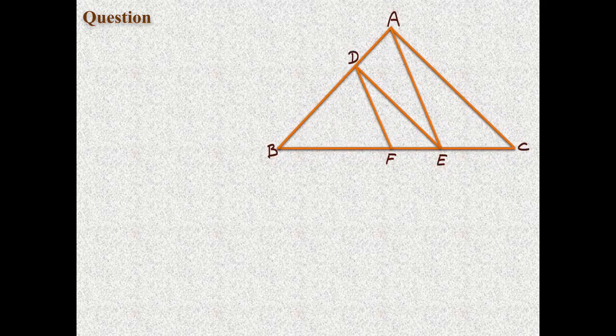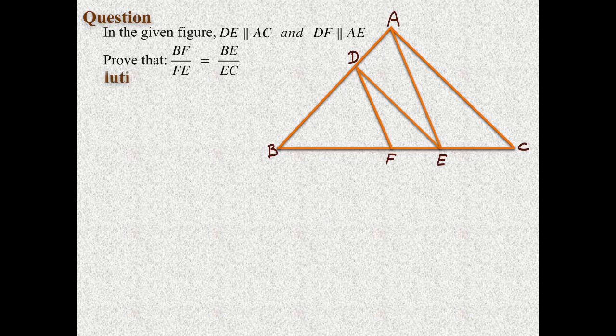One more question on the basic proportionality theorem. The question says, in the given figure, DE is parallel to AC and DF is parallel to AE. Prove that BF upon FE equals BE upon EC.